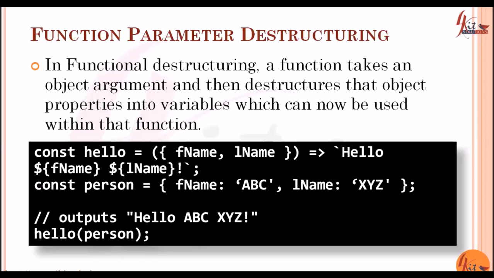Now we will see what is functional parameter destructuring. In this, a function takes an object argument and then destructures that object's properties into variables which can now be used within that function. So here we have a function hello. It takes an object parameter, fname and lname, and we are printing the values of those variables. And we have created one object in which we have passed the values, and then we'll pass that object to that function hello. So let's see an example of how we can do functional parameter destructuring.